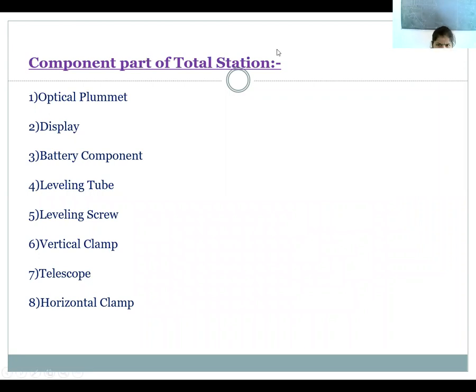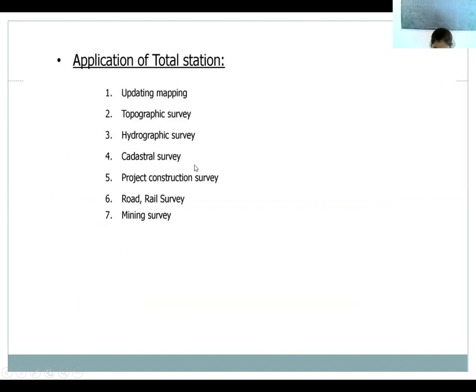Now we see the various component parts of the total station. It consists of the optical plummet, then display, battery compartment, leveling tube, leveling screw, vertical clamp, telescope, and the horizontal clamp. Then next we study the applications of this total station, meaning where we use the total station.